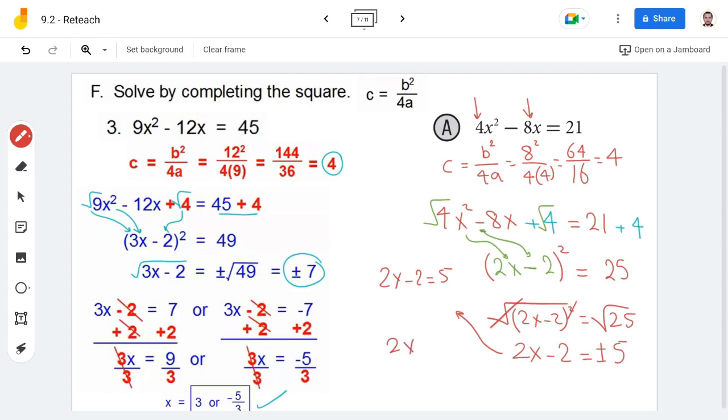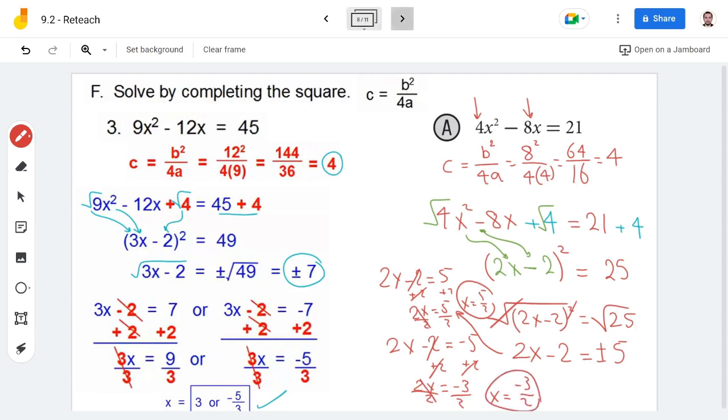The second one is 2x minus 2 equal -5. Then we add 2 for both sides. Then you can say 2x equal 5, divide by 2, divide by 2. So the first x is equal 5 over 2. Here, it will be 2x equal -5 plus 2, which is equal -3, over 2. So x is equal -3 over 2. So that's how we can solve this question here.